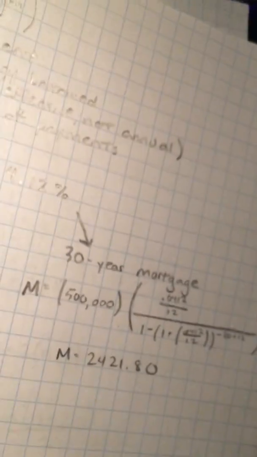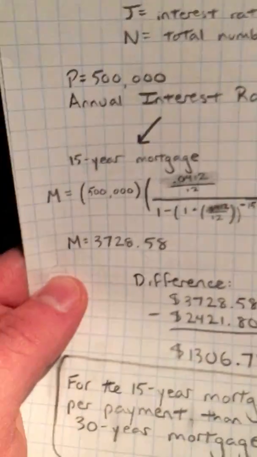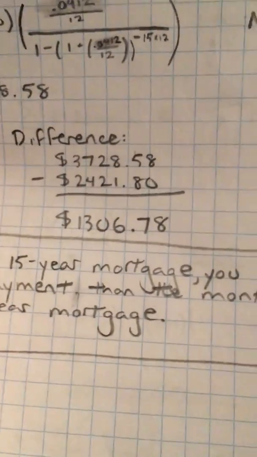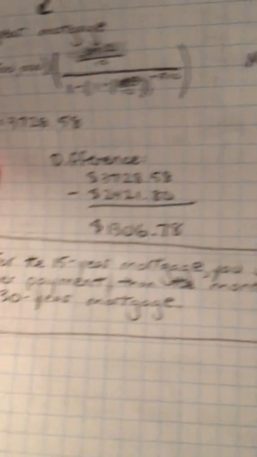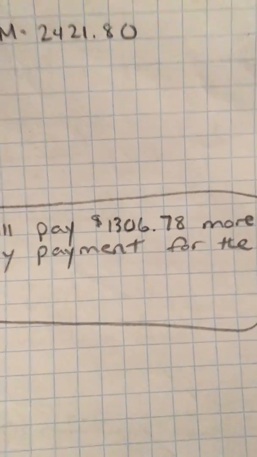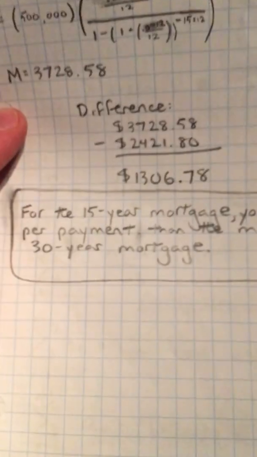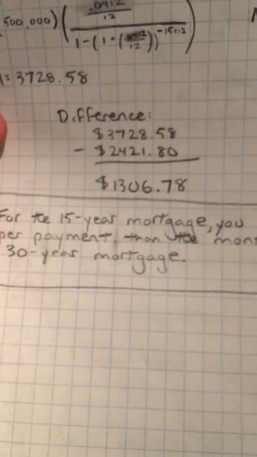So after we solve for the two monthly payment amounts, we now have to subtract the two. We're going to subtract the 30-year mortgage value from the 15-year mortgage value to get $1,306.78. So in conclusion, for the 15-year mortgage, you will pay $1,306.78 more per payment than the monthly payment for the 30-year mortgage.